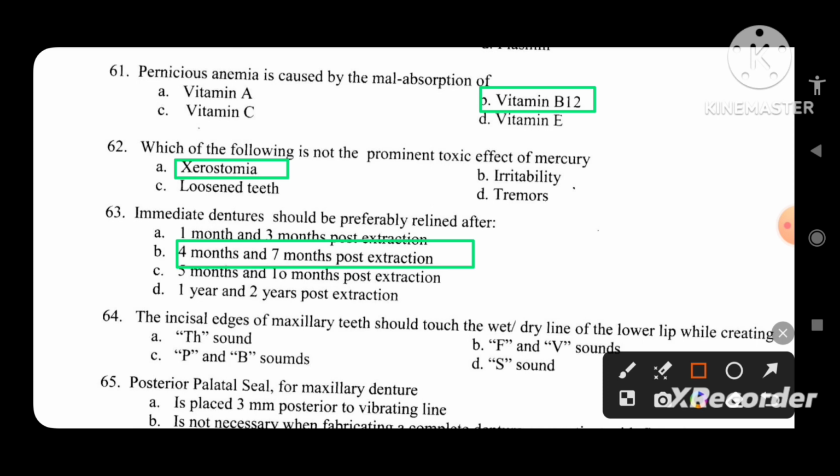The incisal edge of maxillary teeth should touch the wet or dry line of the lower lip while creating TH sound, F and V sound, P and V sounds, and S sound. And the correct answer is F and V sound. The incisal edge of maxillary teeth should touch the wet or dry line of the lower lip while creating F and V sound.